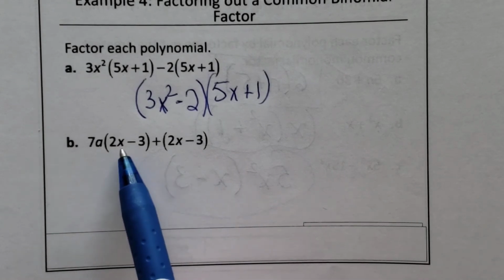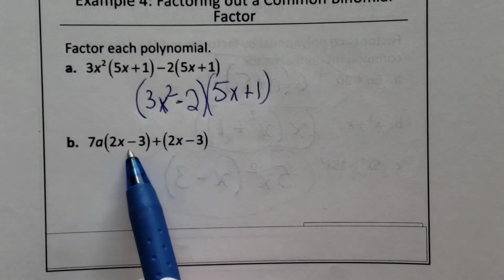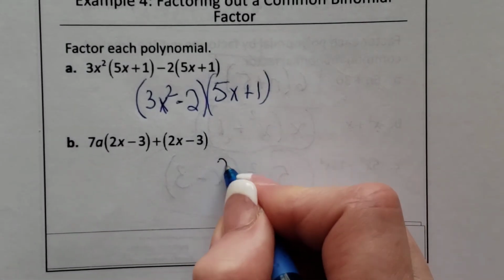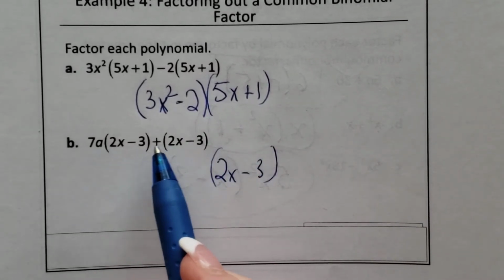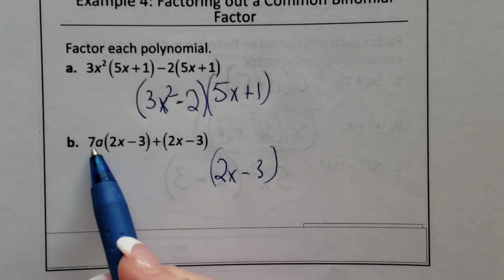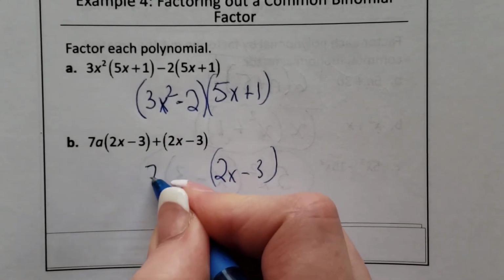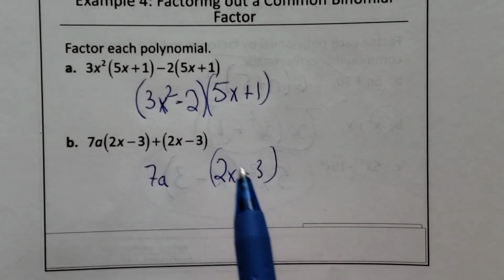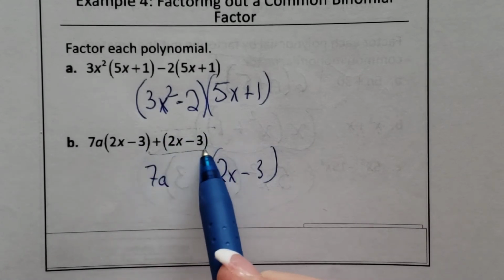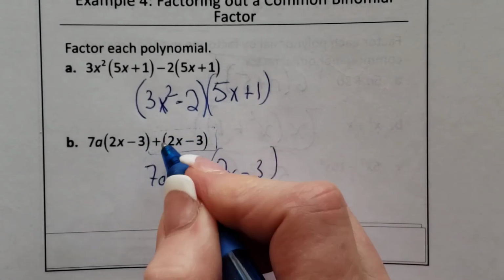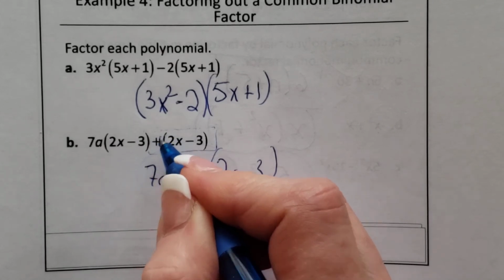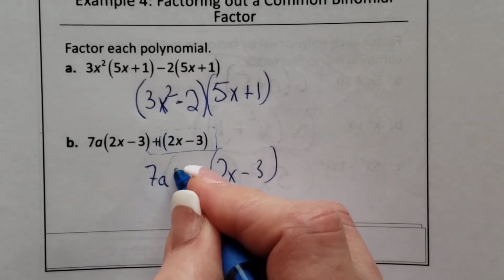All right, so B looks exactly the same. These match exactly, right? That means I'm going to pull out 2x minus 3 from both of these terms. Well, what does that leave? It leaves a 7a. And then if you look at this term, and I'm pulling out 2x minus 3, what am I left with? Well, isn't that just like multiplying by positive 1?